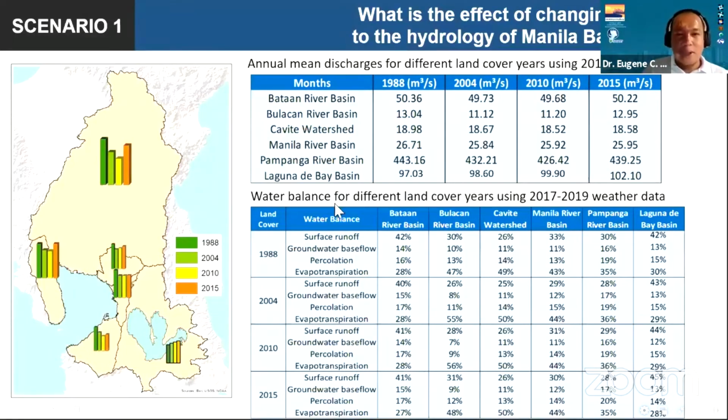So what is observable here is that for the Laguna de Bay Basin, for example, which is much more urban as compared to the other watersheds, it has a significant increase in surface runoff. So now much of the water is being transported on the surface of the landscapes rather than, or before even, going downwards towards the groundwater.